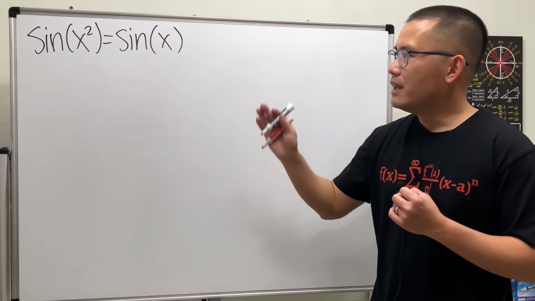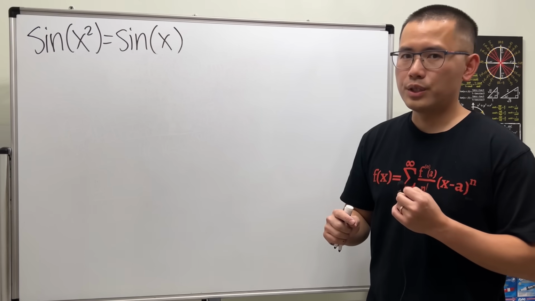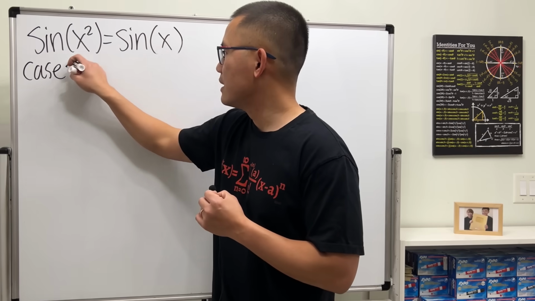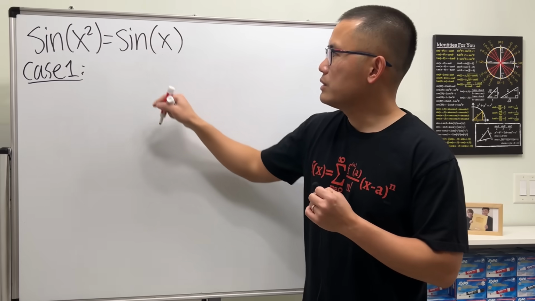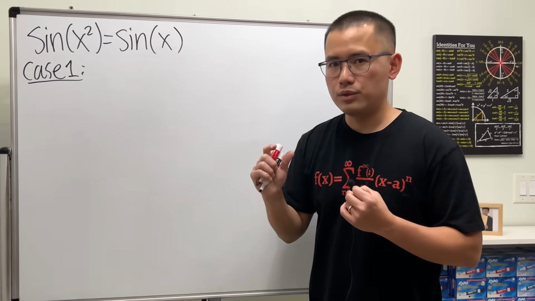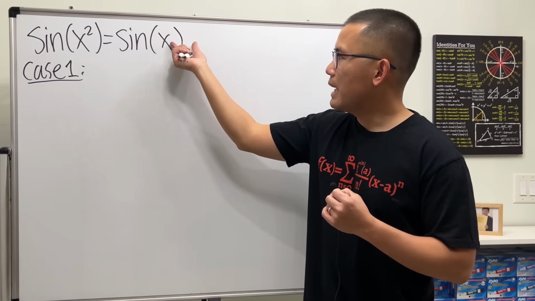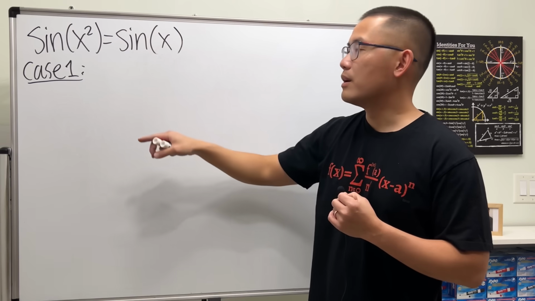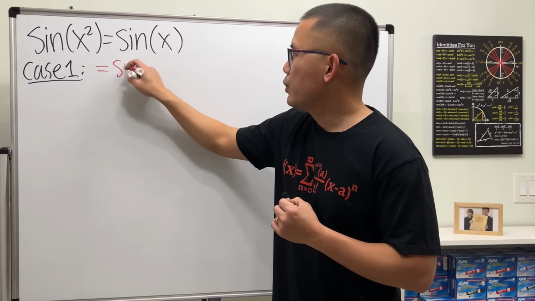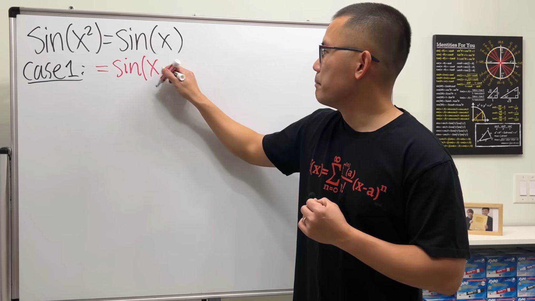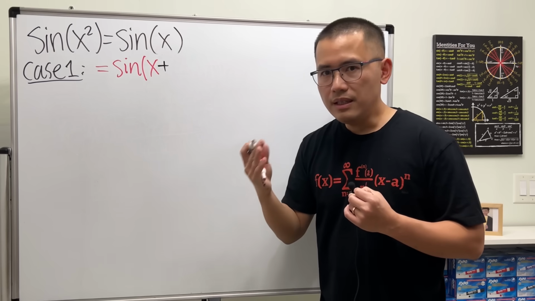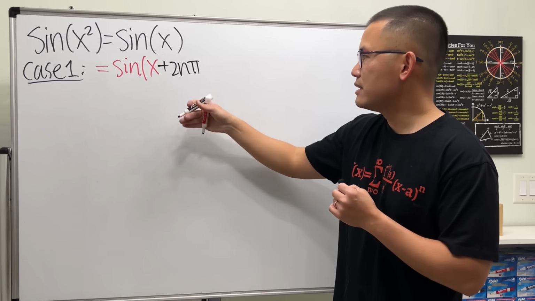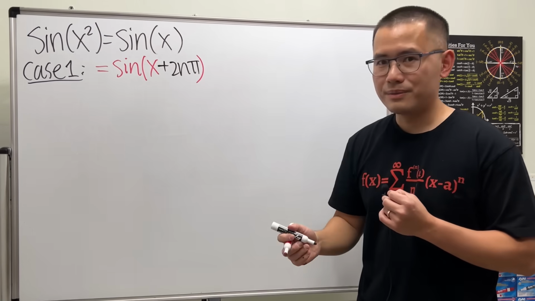So here's the deal. In order to find all the possibilities for this kind of equation, we are going to consider two cases. Here's case 1. Firstly, notice that the period for the sine function is 2 pi, meaning that you can keep adding 2 pi inside or keep subtracting 2 pi inside, and you will still end up with sine of x. This is equal to sine of x plus an integer multiple of 2 pi. We can write that as 2n pi or 2 pi n, up to you, where n is an integer.